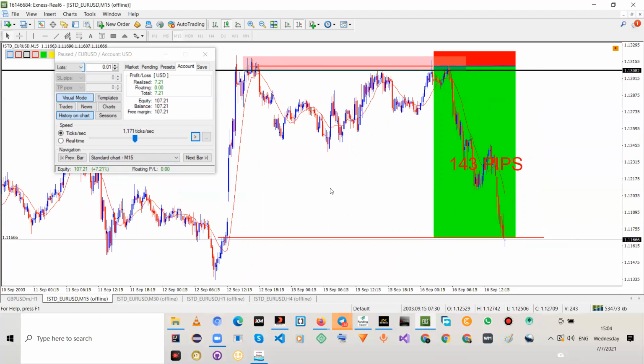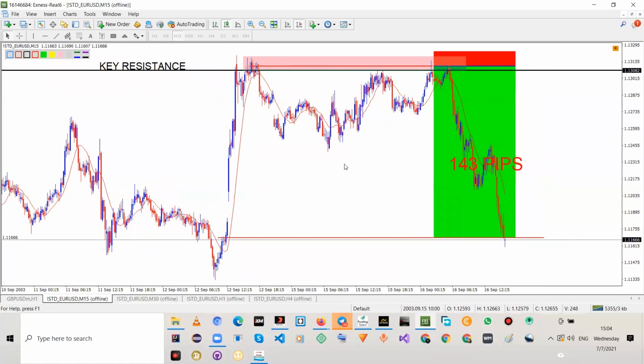on the bearish order block and the key resistance. So confluence is key, guys. So you just need to use your confluences and make money from this.